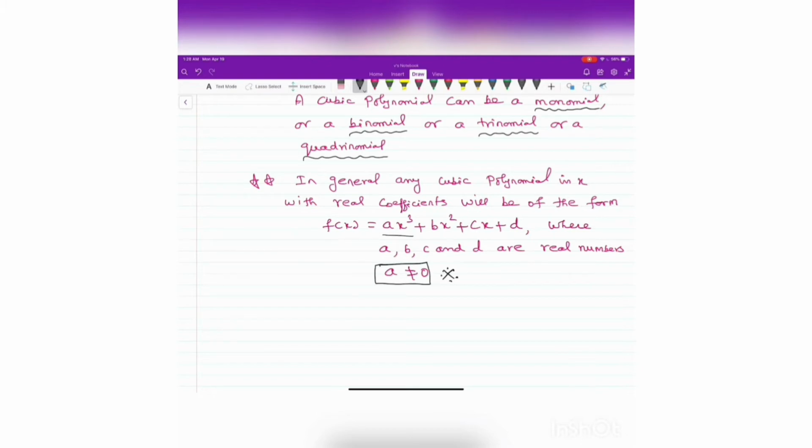Okay. Then the next type, D, biquadratic polynomial.